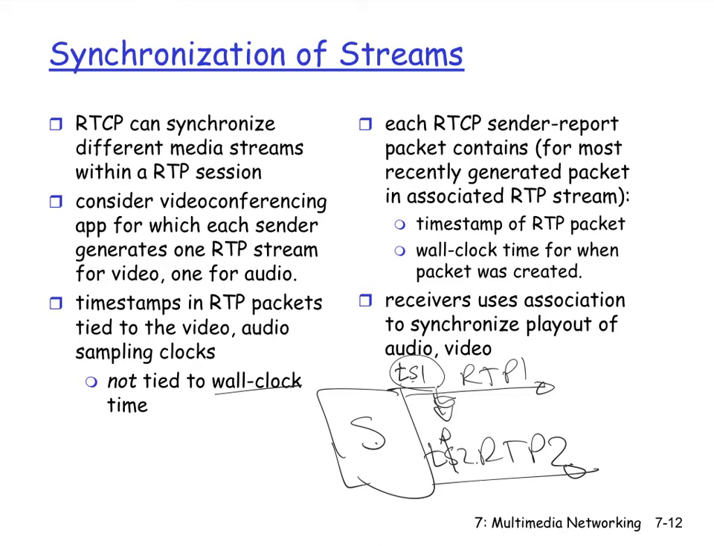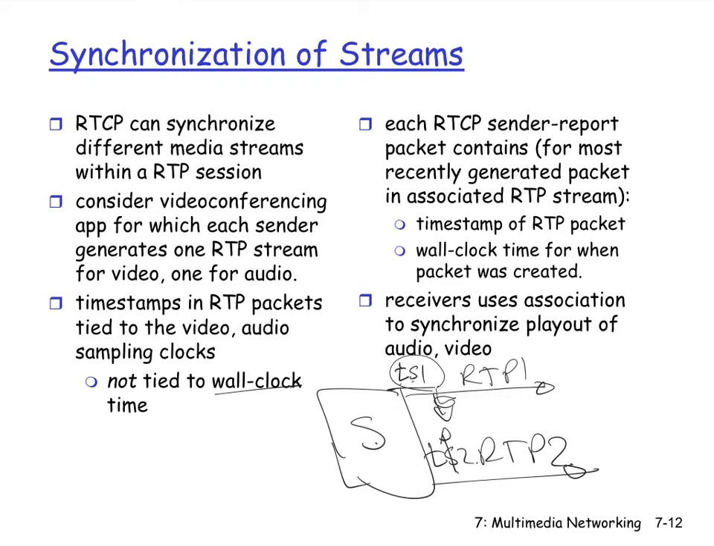Based on this wall clock, I can calculate the absolute time of all the incoming packets. So the receiver uses this association between the timestamp and the wall clock to synchronize all the packets from all the streams at the receiver side.